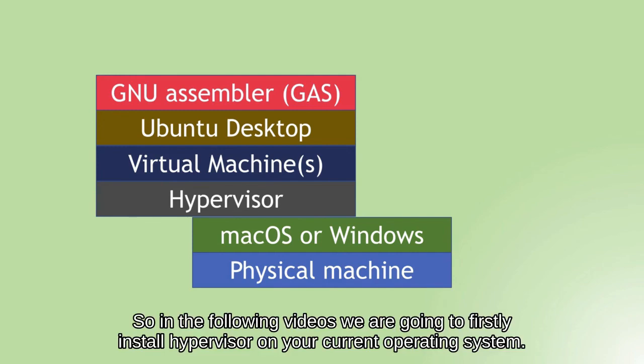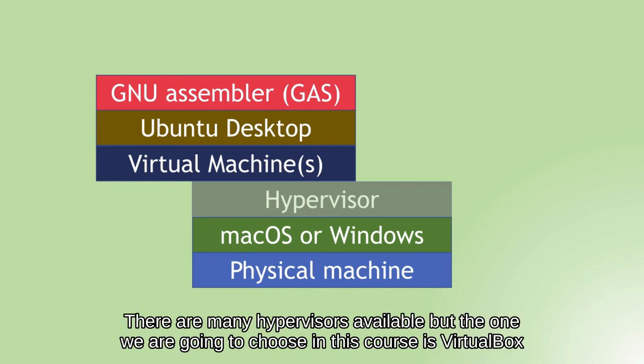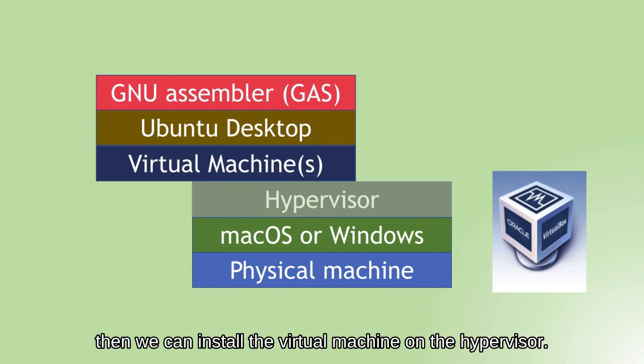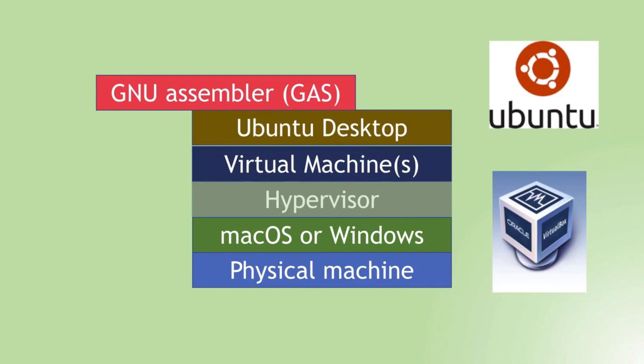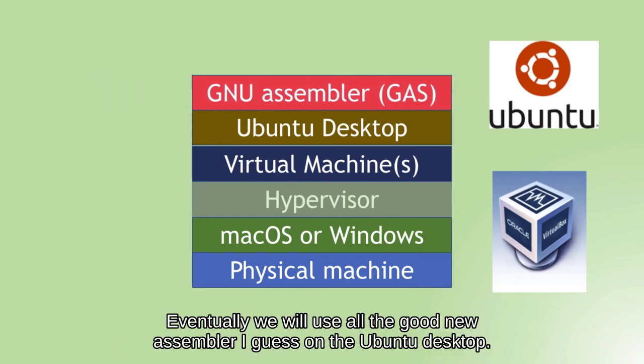So, in the following videos, we are going to firstly install hypervisor on your current operating system. There are many hypervisors available, but the one we are going to choose in this course is VirtualBox. Then we can install virtual machine on the hypervisor. Then install the Ubuntu desktop on the virtual machine. Eventually, we will install the GNU assembler or GAS on the Ubuntu desktop.